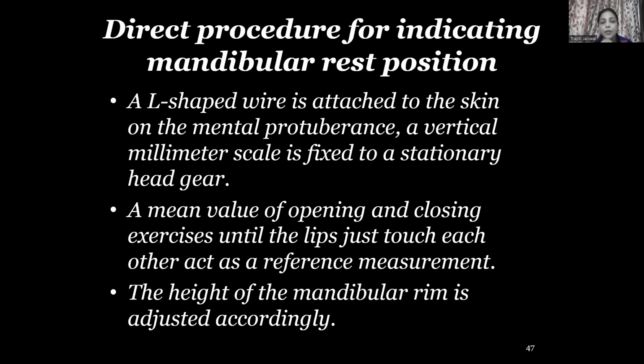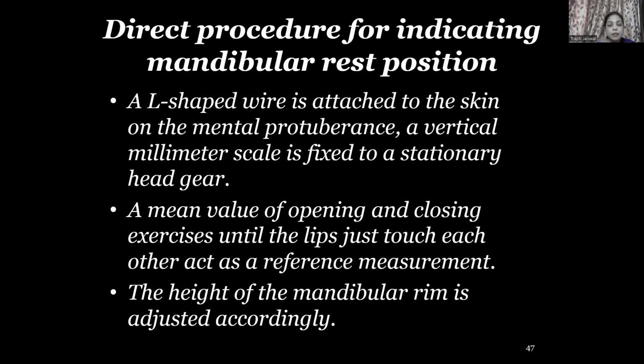Direct procedure for indicating mandibular rest position. An L-shaped wire is attached to the skin on the mandible protuberance. A vertical millimeter scale is fixed to the stationary headgear. The mean value of opening and closing exercises until the lips just touch acts as a reference measurement. The height of the mandibular rim is adjusted accordingly. This is a direct procedure for indicating mandibular rest position.